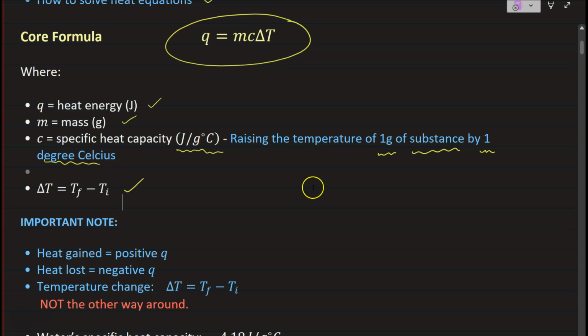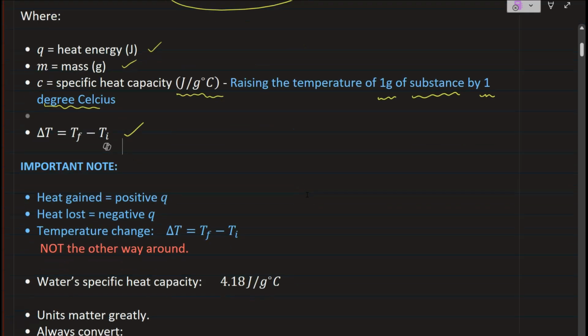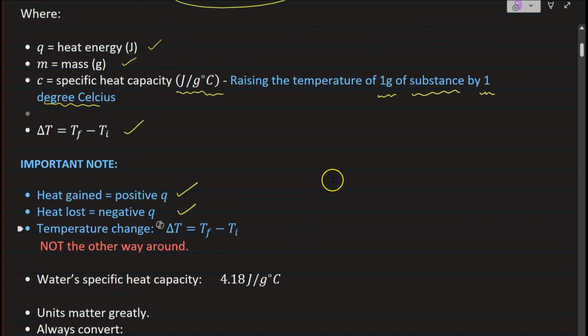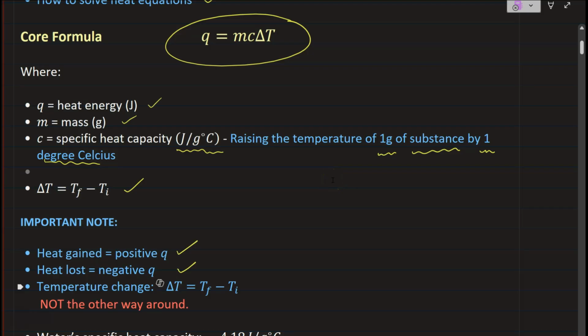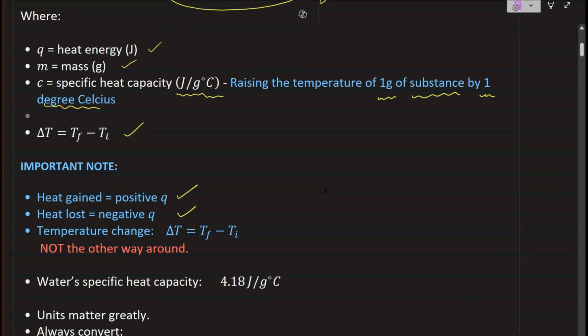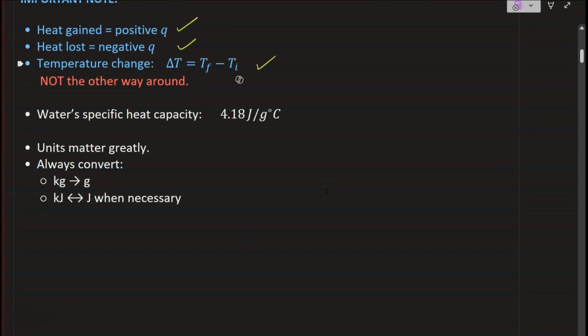So, a few important notes before we start the examples. One is that heat gained is positive Q. When you're gaining heat, Q is positive. When you're losing heat, Q is negative. Remember, the Q is from the formula right here, the core formula for the heat equation. And delta T is always T final minus T initial.